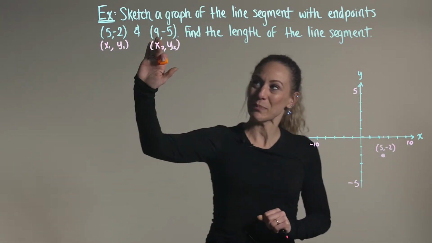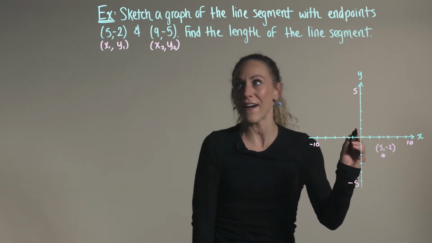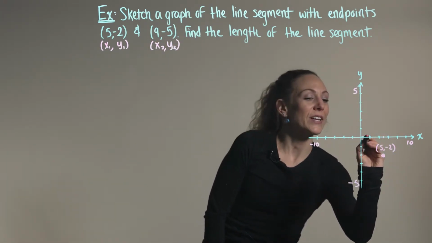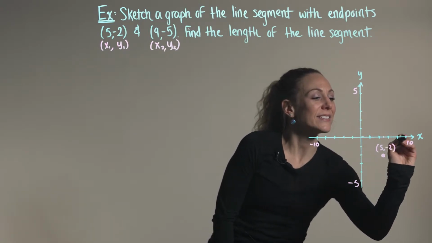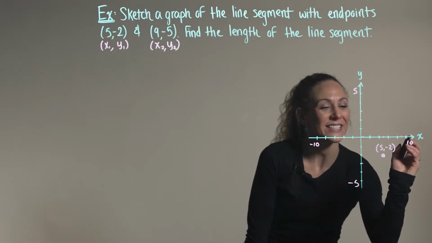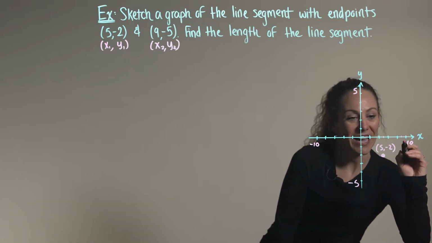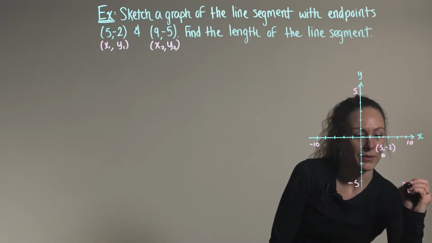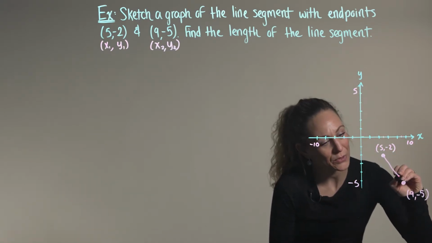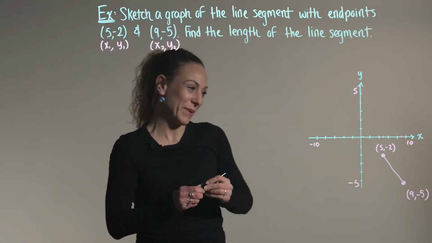And our second point is (9, -5). So again, 2, 4, 6, 8, 10. Right in between 8 and 10 is 9, and we're going down 5 units. Connecting those 2 points, we can see our line segment.